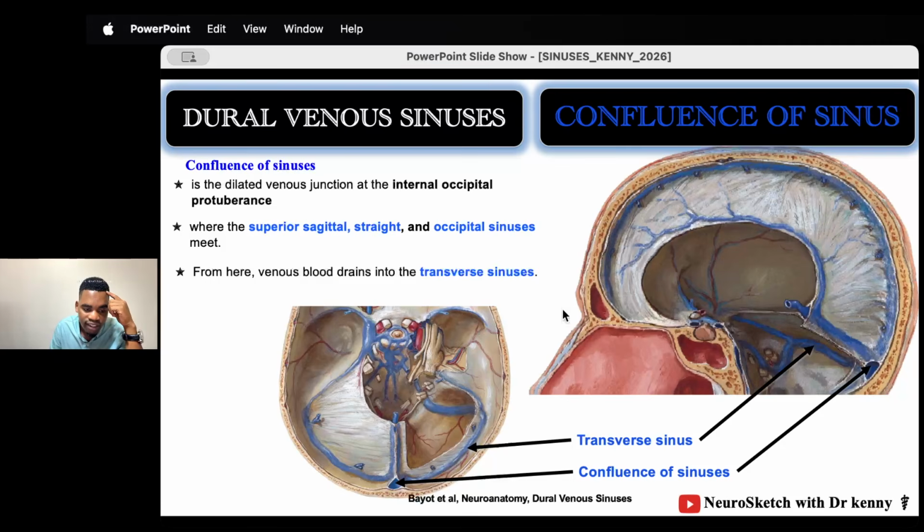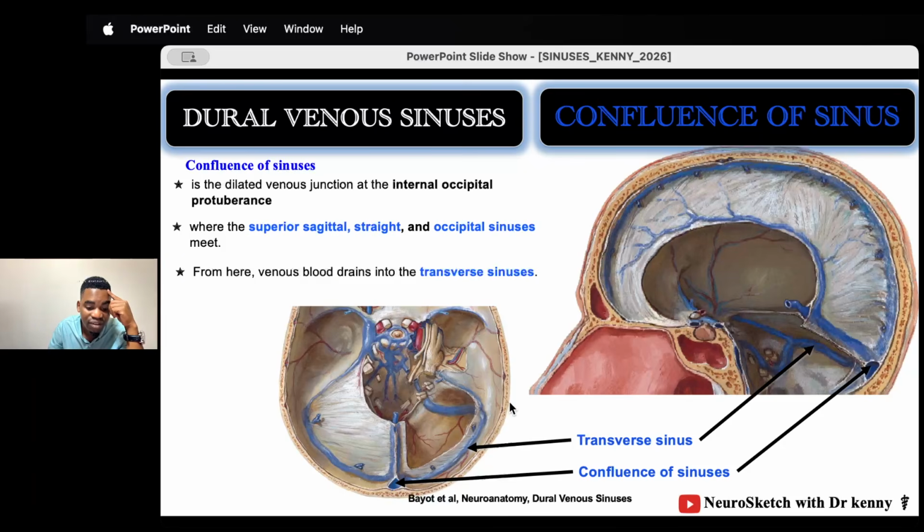Now, this is the horizontal view of these sinuses. This is the confluence of sinuses, and you see it receives blood from the straight sinus, also from the superior sagittal and the occipital sinus. And also now, the blood from the confluence of sinuses is going to be drained away from the confluence of sinuses by way of the transverse sinus.